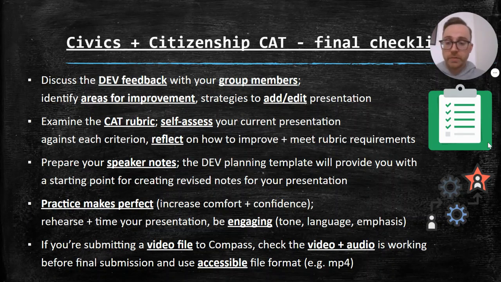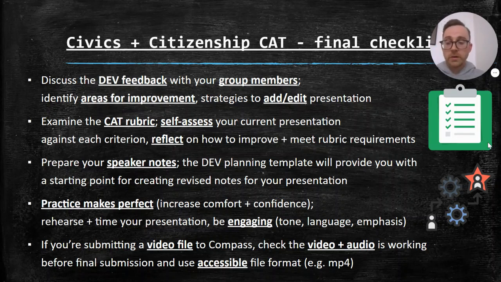Practice. So obviously practice makes perfect. It increases your comfort, your confidence. Rehearse and time your presentation. Each person should be rehearsing and seeing how long their speech is, because maybe your overall speech is 4 minutes long, but 3 minutes is one person. You've spent 3 minutes on the for, but you barely have any against. So you need to practice and rehearse each part of your presentation. Consider how you can make it more engaging. So the tone of your voice, the language, your body language, your emphasis on certain arguments, certain key terms.